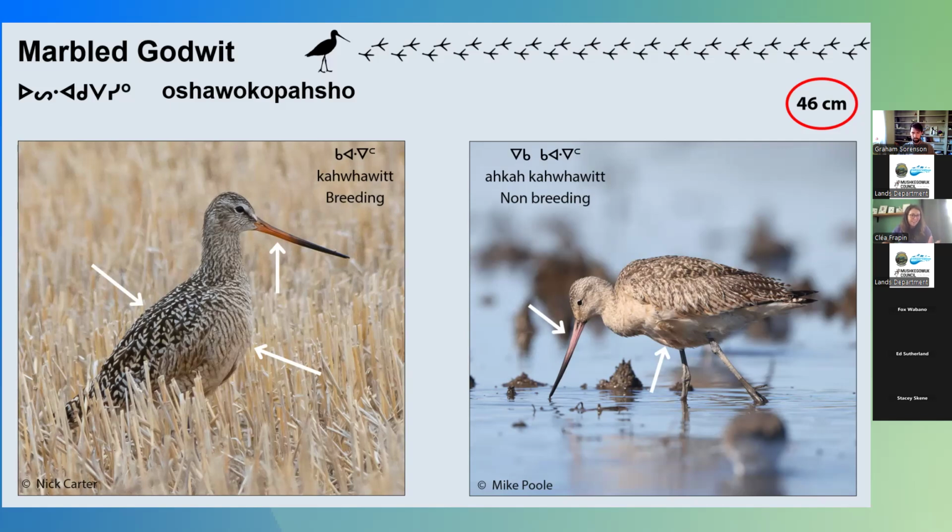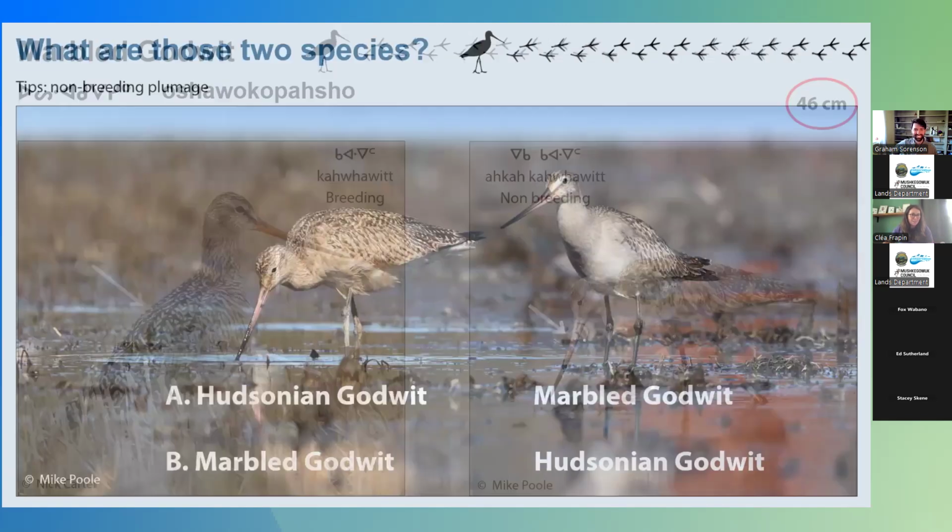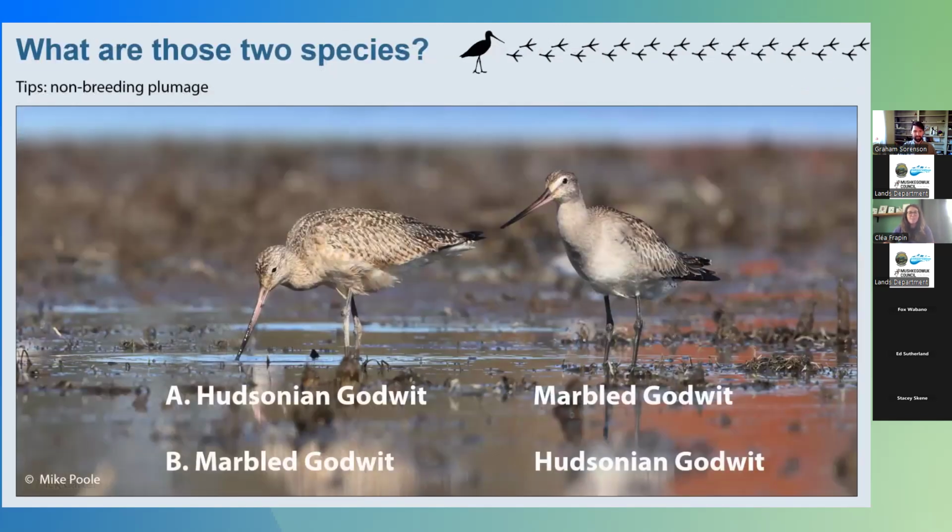So now I hope you can tell, on the next picture with the two godwits next to each other, which one is on the left and which one is on the right. So is it the Hudsonian godwit on the left and the marbled godwit on the right? And to give you a tip, both birds are in non-breeding plumage in the picture. I don't see the chat right now, so I'm just going to give you a few seconds to answer. Just write A or B in the chat.